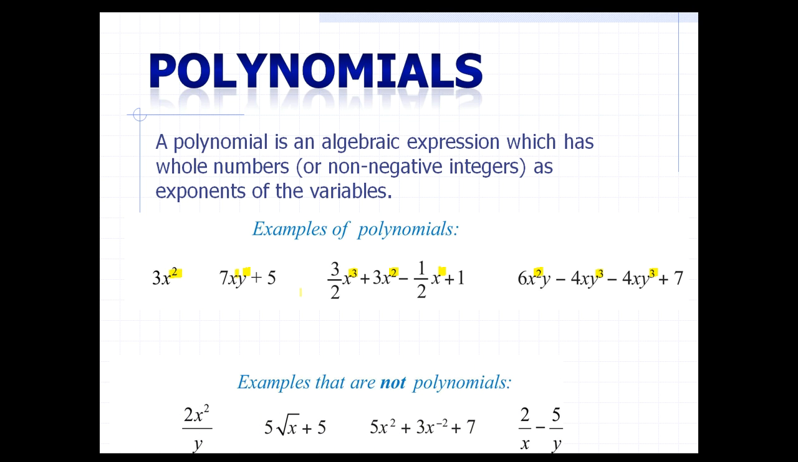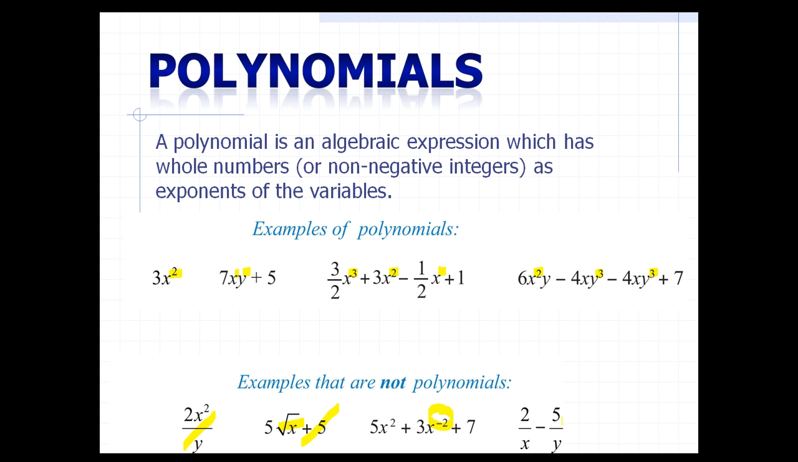Some examples of non-polynomials are as follows. In the first case, actually, the power of y is negative 1. It can be written as 2x square y raised to the power negative 1. So it is not a polynomial. Here, x has a power of half, which is a fraction. So it is not a polynomial. Negative 2 in the third one, again, disqualifies it from being a polynomial.